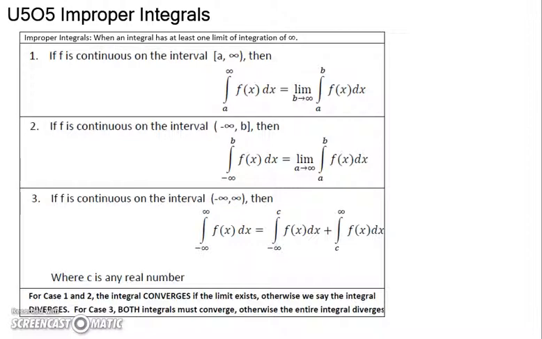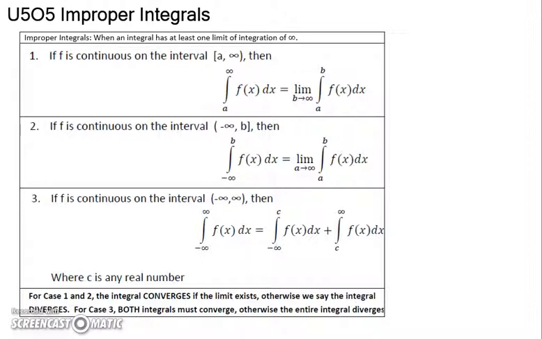The first one would be f is continuous on the interval from a to infinity. If that's the case, for the integral from a to infinity of some function, what we're going to do is replace the infinity in our upper limit of integration with some variable b. Then we're going to take the limit as b goes to infinity of that integral.